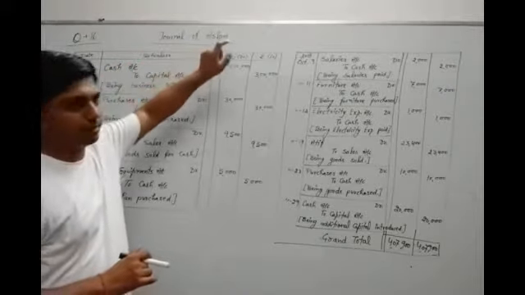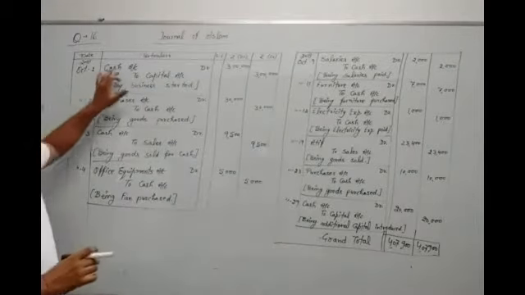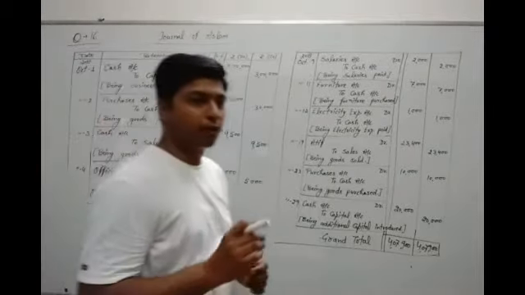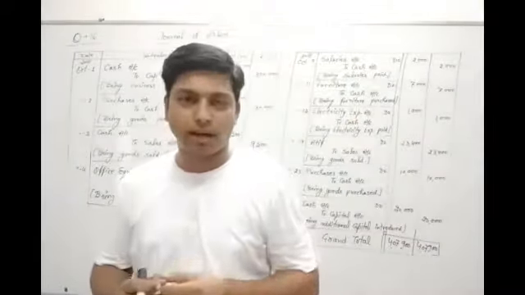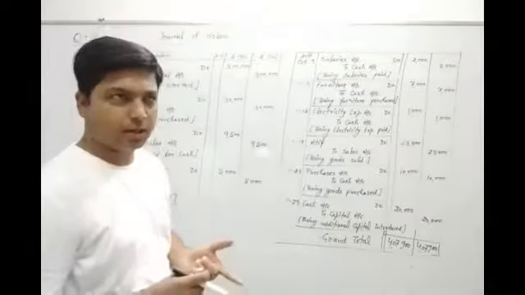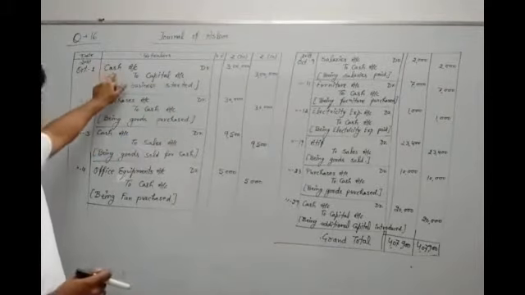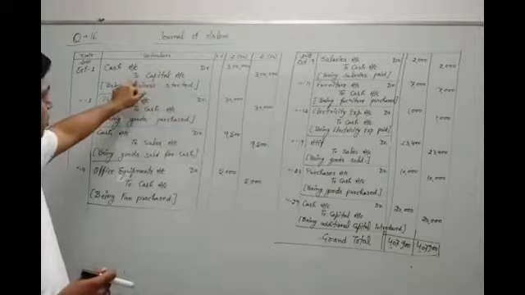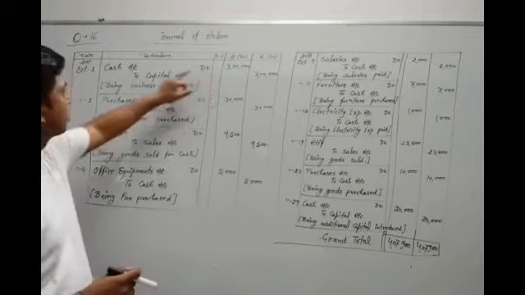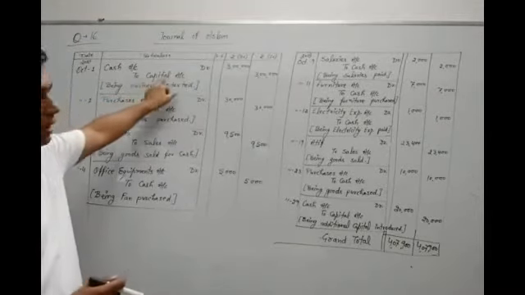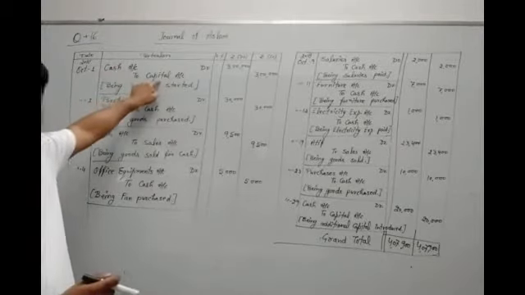The journal of Aslam, as informed in the question, we are preparing the journal of Aslam. The first entry is for starting business. Whenever the business is being started, first of all, the investment of cash is required, and that cash which is invested in the company would be called capital. So here the entry would be cash account debit to capital account. To means the credit side, and debit side is already informed with Dr. So cash account is debited and capital account is credited.